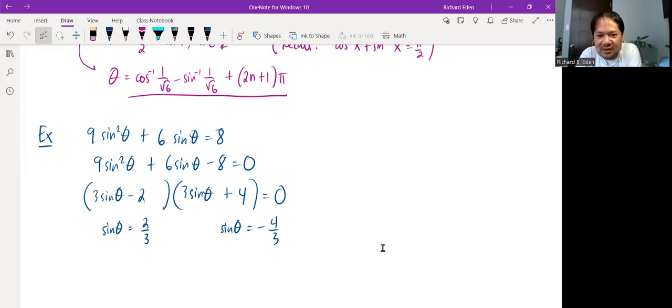It's not because it's negative. Kasi when you get an arc sine or an arc cosine, it only gives you one solution, but there are infinitely many solutions. So you still have to be able to understand how you can use this arc sine or arc cosine to generate all the other solutions.